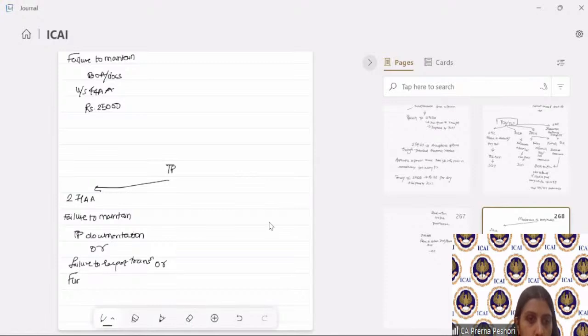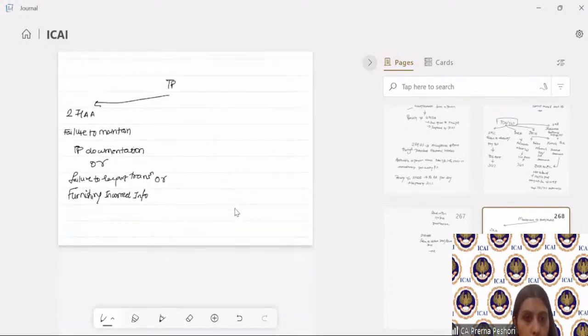Furnishing incorrect information. Right? So the penalty in this case is going to be 2% of the value of the international transaction, or specified domestic transaction. Is that clear?